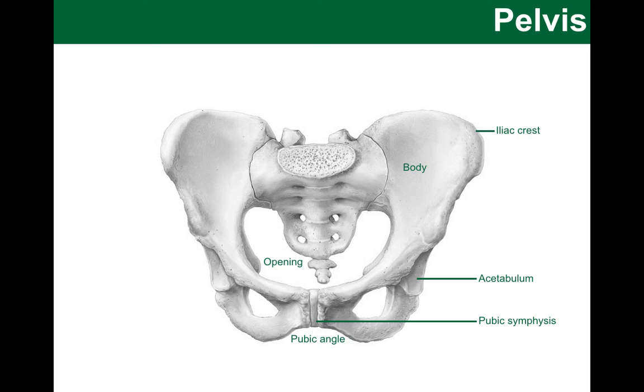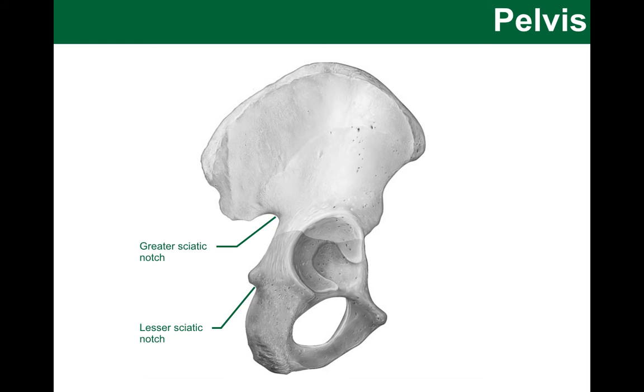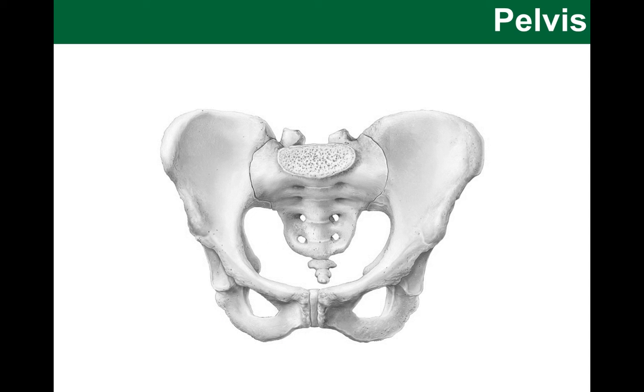And we have pubic angle. This again helps us in telling if the hips are more male or female in terms of their characteristics. So a lot to see here. There are 2 more that I can think to show here: greater and lesser sciatic notch on the posterior side, as seen on this side view. So that completes our study of the hips.